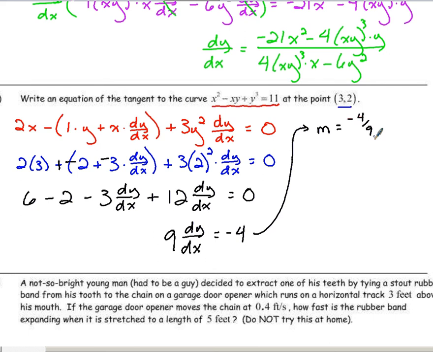We're asked to write the equation of the tangent. You got your slope, you got your point, so let's write that equation. The equation would be y minus y value, which is 2, equals slope, which is negative 4/9, times x minus x value, which is 3. There's your answer.